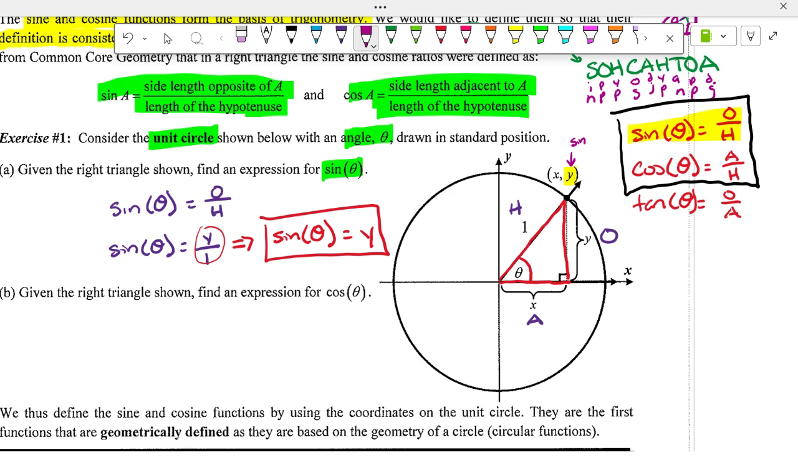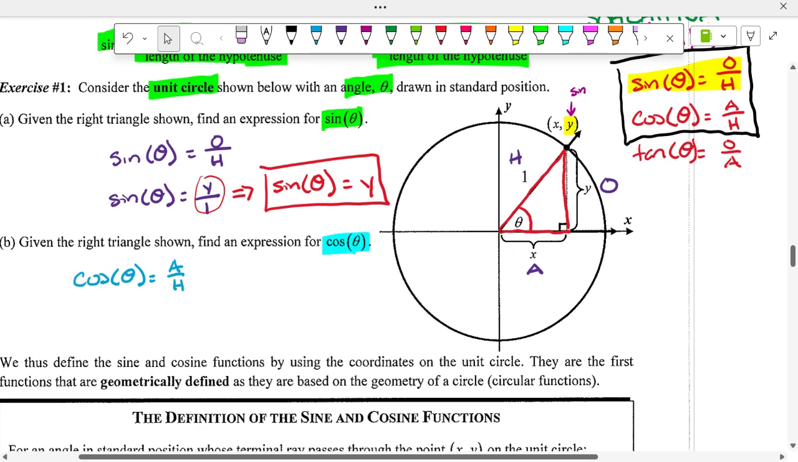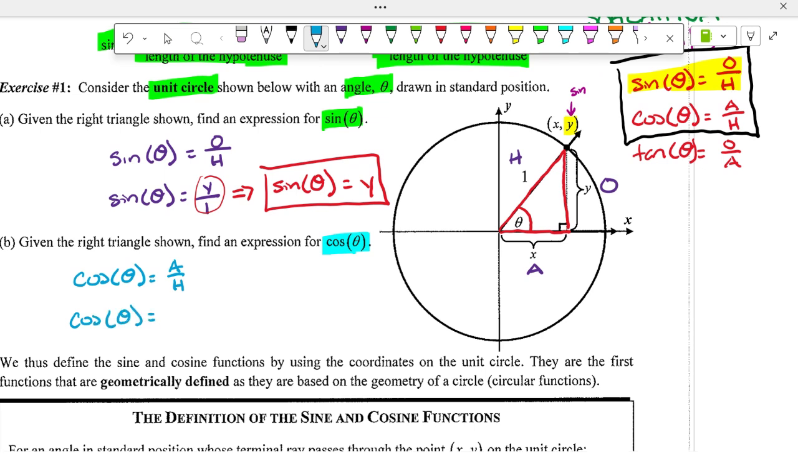Now we're going to do the same thing for cosine using the same triangle. So cosine of theta, we already said that cosine of theta is equal to adjacent over hypotenuse. That's the formula for it. So that means cosine of theta would be what? What did I label as my adjacent? Which side? X over what?